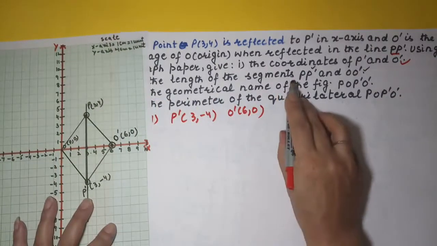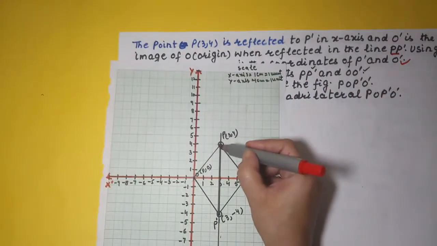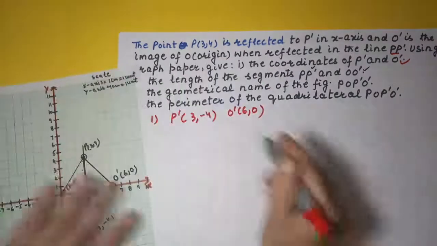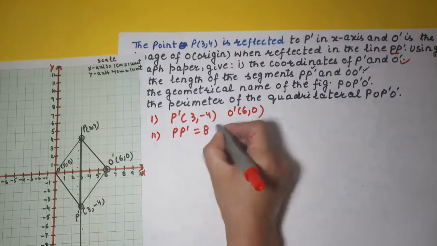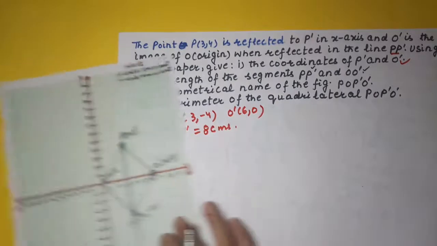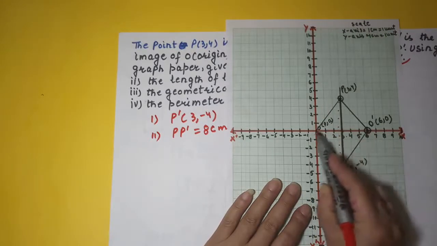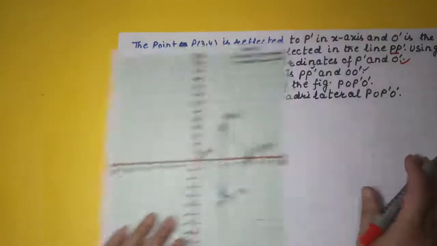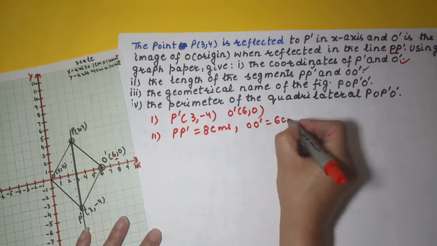Second is the length of the segments PP dash and OO dash. That also we found out. 1, 2, 3, 4, 5, 6, 7, 8. So PP dash is 8 centimeters, or you can write units also, centimeters, right? Then you have to write OO dash. So 3 here and 3 here. Obviously this point will tell you the length of this line segment. This is 6. So your OO dash is equal to 6 centimeters.